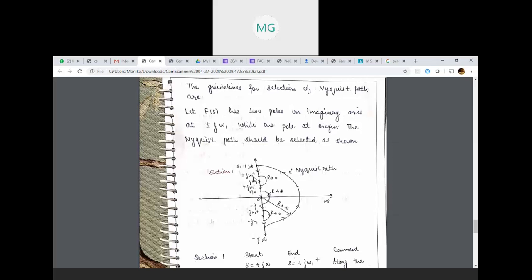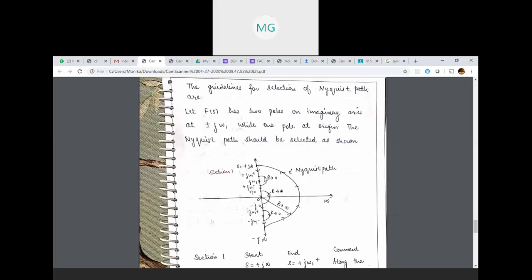Clear? So we have taken an example where we are assuming that there are two points on the imaginary axis and one point at the origin. Now how should the Nyquist path be selected for such a case? For j omega 1, the first point on the imaginary axis, we'll assume that there are two points very, very close to it. One is plus j omega 1 plus, the point above it, and plus j omega 1 minus, the point just below it. Okay?